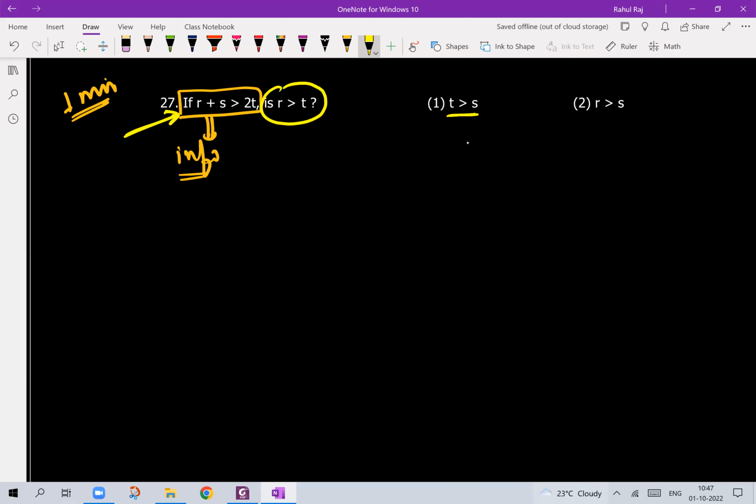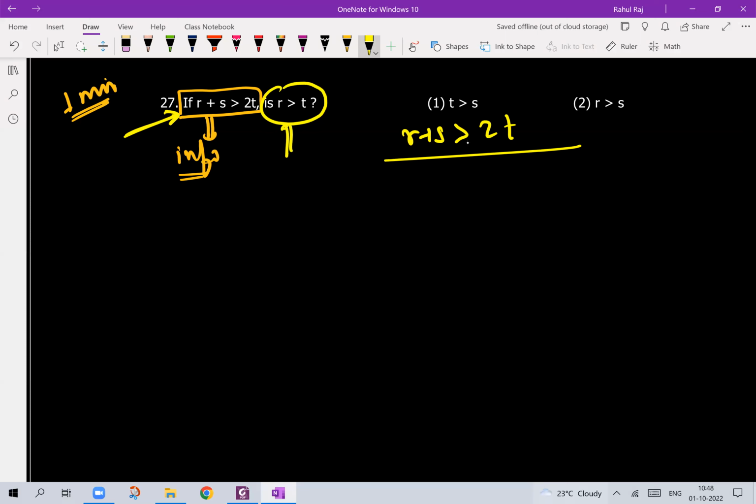So how do I use this information? Imagine T is greater than S. And what is the information given to me? R plus S is greater than 2t. Now, how do I solve two equations? Either I add or subtract, do whatever you want to do. It's absolutely fine. But ensure that you try to get R greater than t.